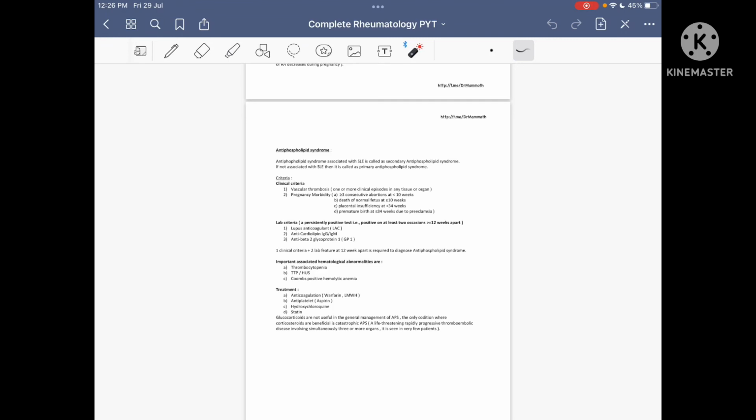Glucocorticoids are not generally used, but it is used in catastrophic antiphospholipid syndrome, which is a life-threatening, rapidly progressive disease involving simultaneously 3 or more organs. It is seen in very few patients.